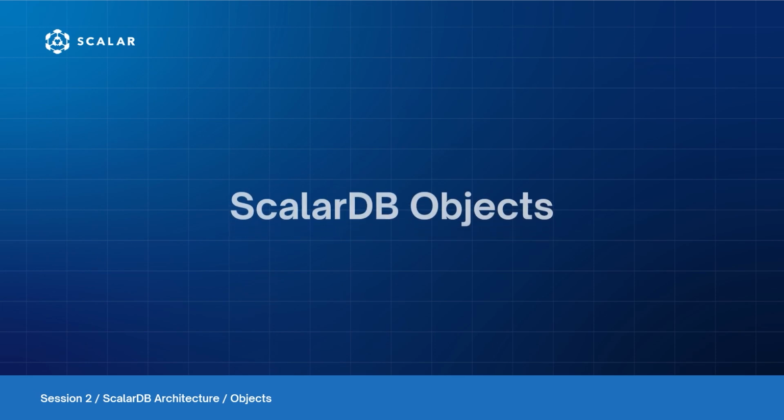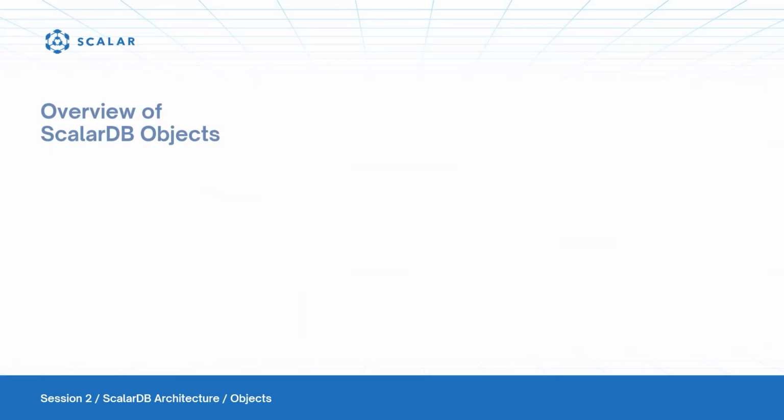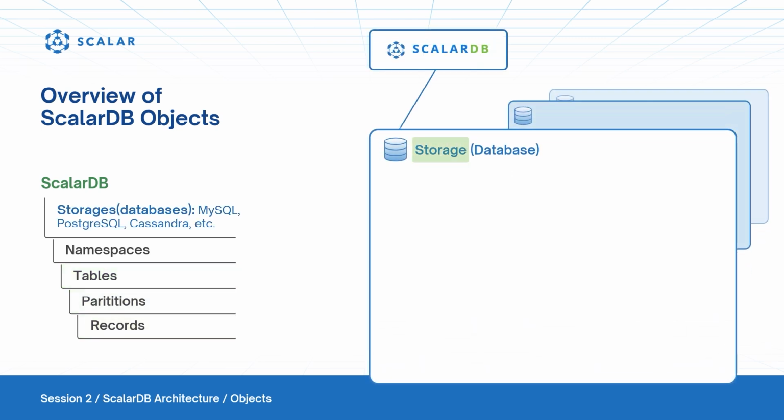Now let us take an overview of various ScalarDB objects. This chart is a conceptual diagram of the objects managed by ScalarDB. The main objects are storage, namespace, table, partition, and record. Let us understand storage. Each database, such as RDB or NoSQL, is managed as storage on ScalarDB. Each storage is given a logical name, and developers access the actual database through the storage.